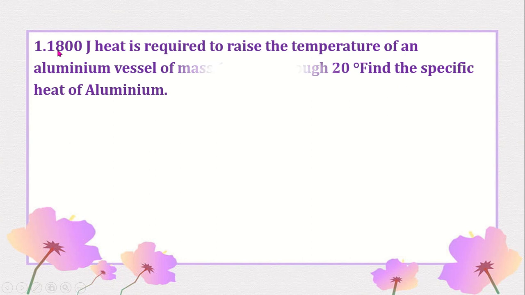Problem number 1. 1800 joule heat is required to raise the temperature of an aluminum vessel of mass 100 gram through 20 degrees Celsius. Find the specific heat of aluminum. So here heat is given, the mass of the object, that is 100 gram, is given, and the rise of temperature, 20 degrees Celsius, is given. So you have to find out the specific heat of aluminum.